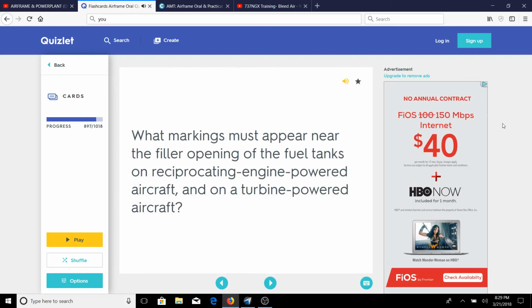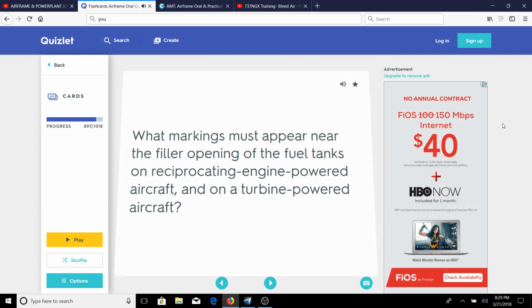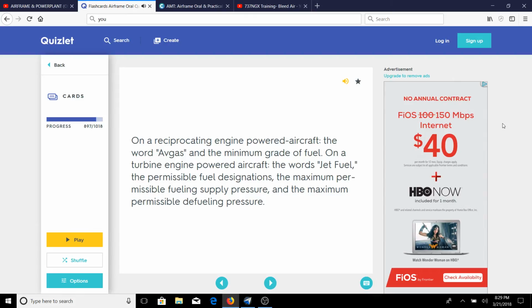What markings must appear near the filler opening of the fuel tanks on reciprocating engine-powered aircraft and on a turbine-powered aircraft? On a reciprocating engine-powered aircraft, the word avgas and the minimum grade of fuel. On a turbine engine-powered aircraft, the words jet fuel, the permissible fuel designations, the maximum permissible fueling supply pressure, and the maximum permissible defueling pressure.